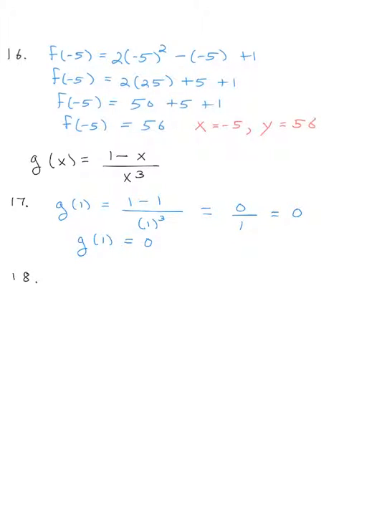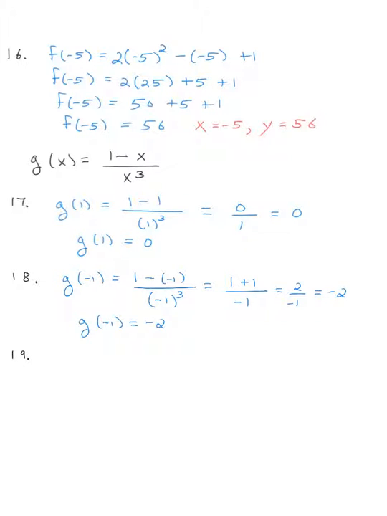For 18, G of negative 1 is 1 minus a negative 1. I'll be careful with parentheses this time because there's a negative. The denominator I have negative 1 cubed. Let's see, a minus is 1 plus 1, and if I cube a negative, it stays negative. This is 2 divided by negative 1. My final answer is simply negative 2. Concisely, that's G of negative 1 is equal to negative 2.